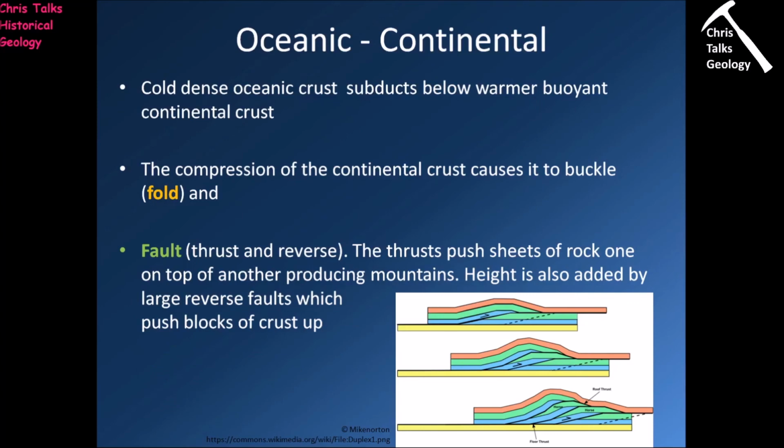Okay, so now let's think about oceanic-continental convergent plate boundaries. So in this instance, we have cold, dense oceanic crust hitting warm, buoyant continental crust. Now, I've already discussed how the oceanic crust is obviously going to be heavier, and so when these two pieces of crust hit each other, the oceanic crust is naturally going to want to subduct under the continental crust. So we form a subduction zone. Not really a huge shock there.